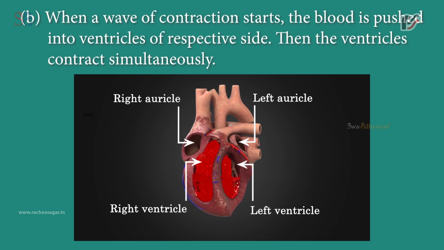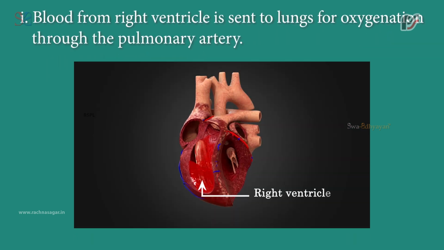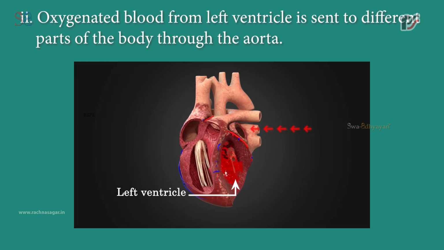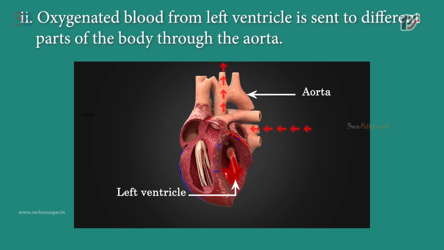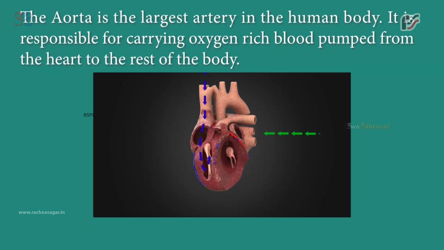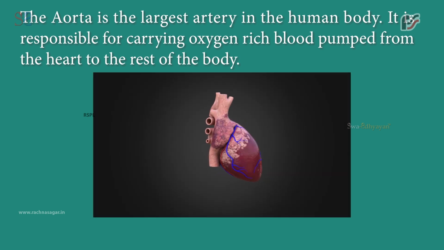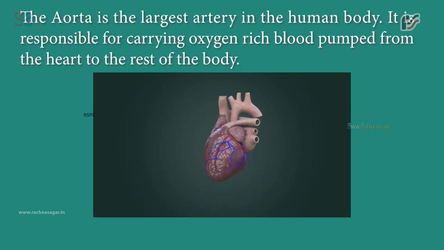Then the ventricles contract simultaneously. Number 1. Blood from right ventricle is sent to lungs for oxygenation through the pulmonary artery. Number 2. Oxygenated blood from left ventricle is sent to different parts of the body through the aorta. The aorta is the largest artery in the human body. It is responsible for carrying oxygen-rich blood pumped from the heart to the rest of the body.